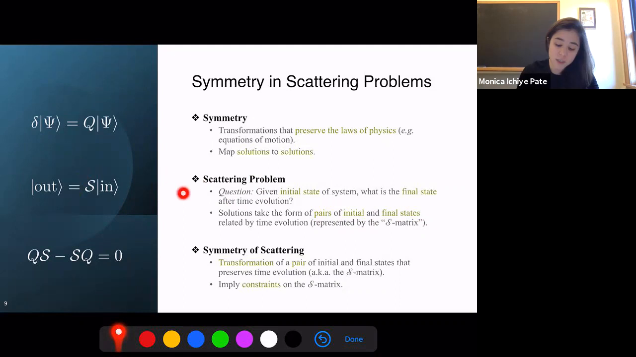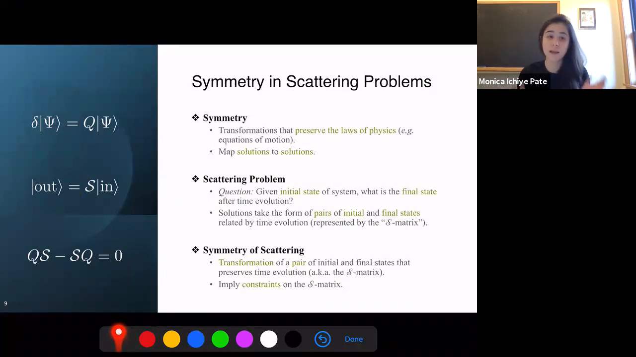So now if we put these two ideas together, then a symmetry of the scattering problem is a transformation that, when applied to both the initial and final state, preserves the S matrix. So explicitly, if we begin with a pair of initial and final states that are related by time evolution and therefore represent a solution to the scattering problem, then upon acting with a symmetry, we'll find a new pair of initial and final states that are still related by time evolution.